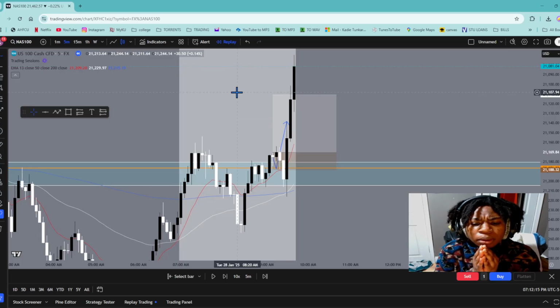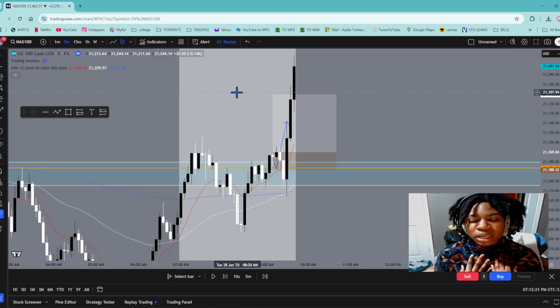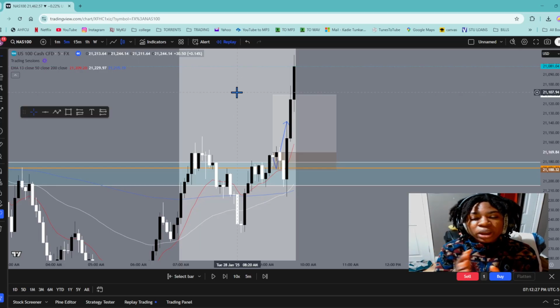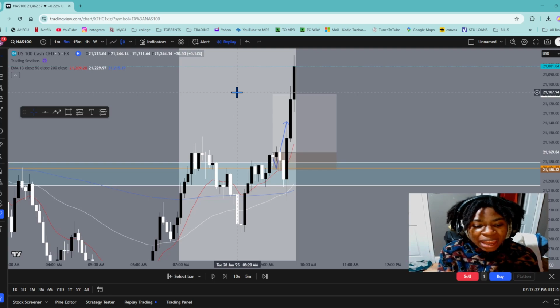So next session, I'm going to be using the 200 EMA to determine the bias for me. I'm going to obviously look at the candles and see what they're doing and see where price is breaking structure. But the majority of it, I'm going to use the 200 as a bias to determine the trend.